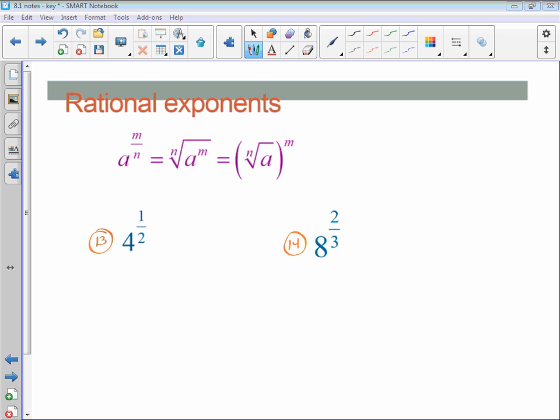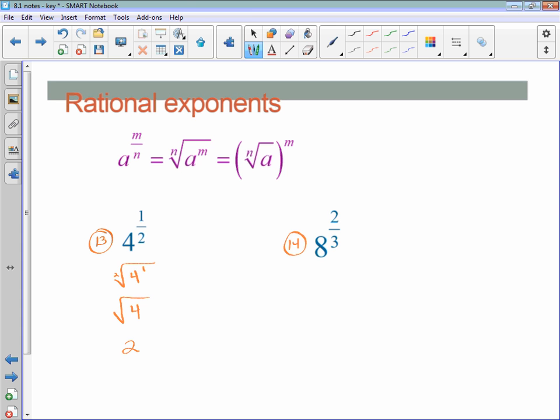So the first one, that just means the square root of 4. You can write the 2 and the 1 in if you need to, but you don't have to. That just means the same thing as that. And the square root of 4 is just 2. Okay.